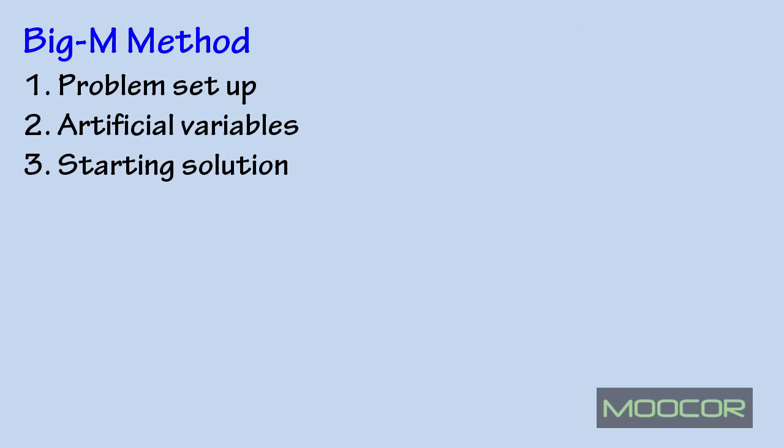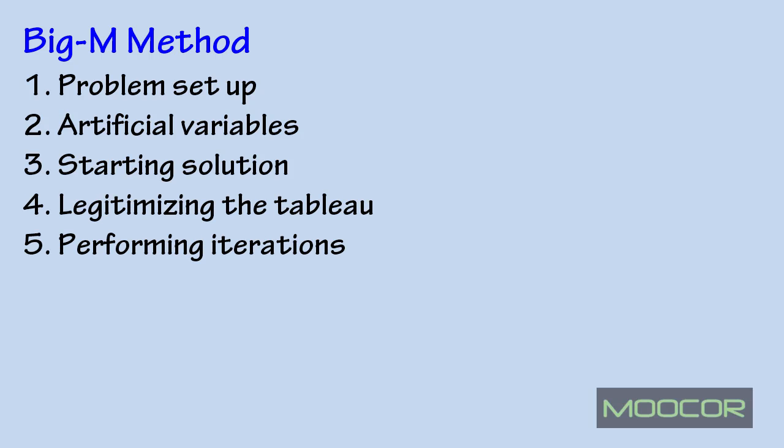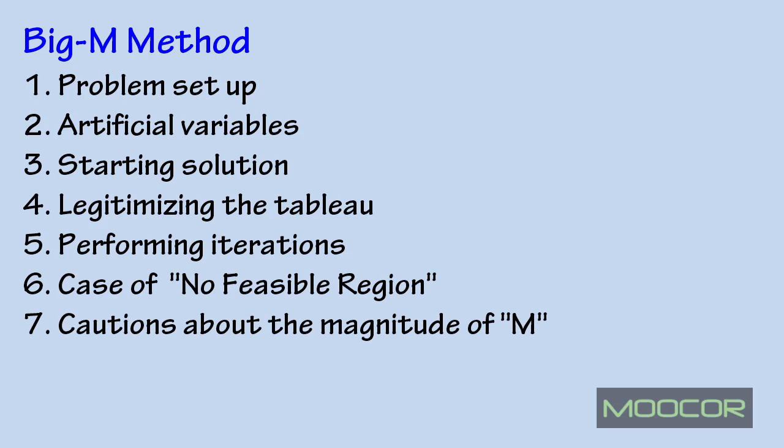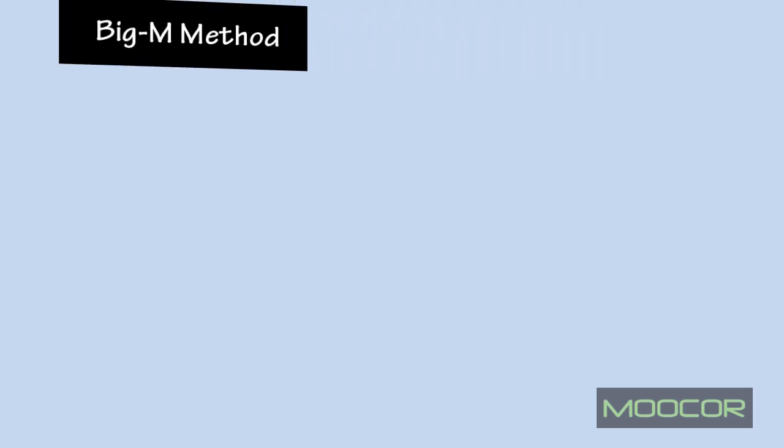Now we will start talking about the Big M method. We will discuss problem setup, artificial variables, starting solution, legitimizing the tableau, and performing iterations. We will also talk about the case when we have no feasible region, and we will give cautions about the magnitude of M.